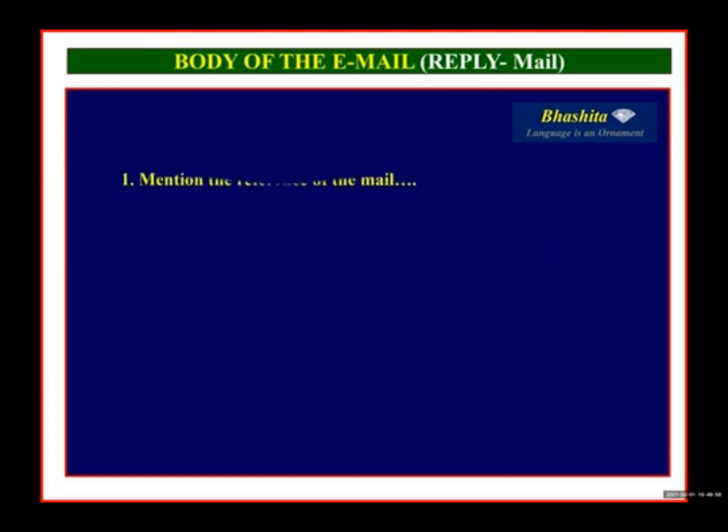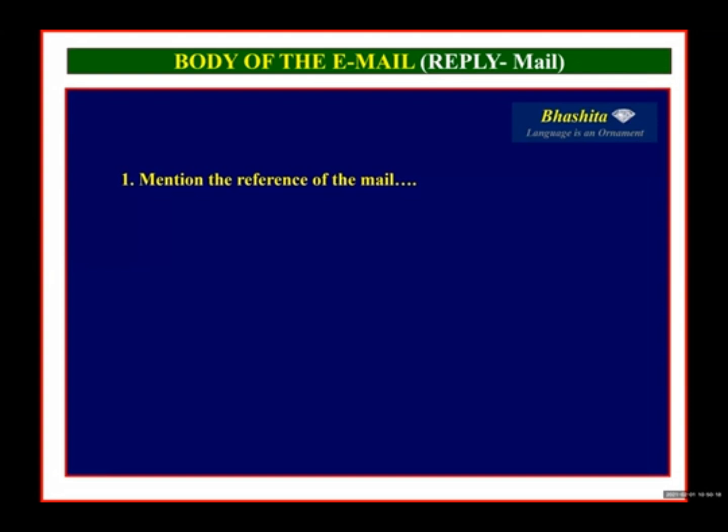What are the elements in the reply mail? Let us see that. First element, you need to mention the reference of the mail. What does it mean by reference of the mail? When did you receive the mail? At what time have you received the mail? You need to refer to that in the body of the email.